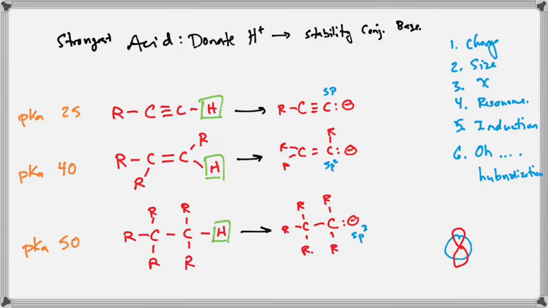What do pKa values mean? It's a rank of acidity. Smaller values are more acidic.